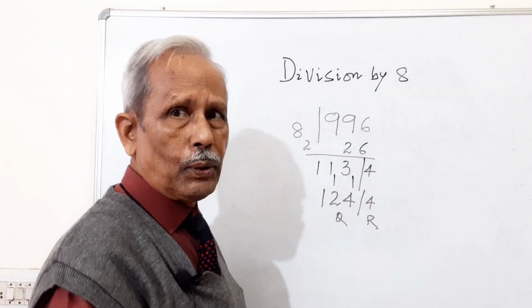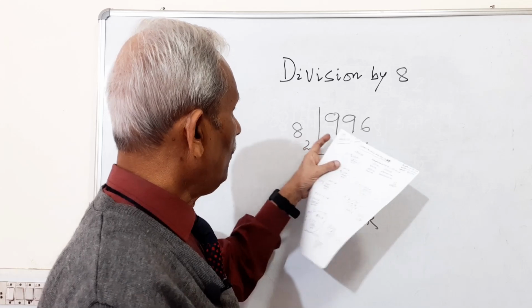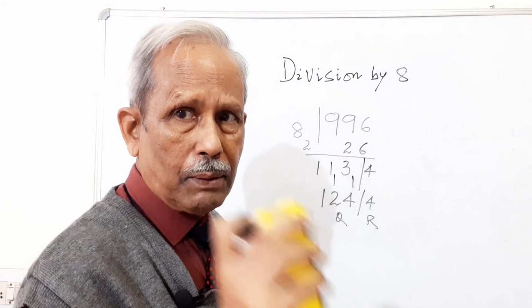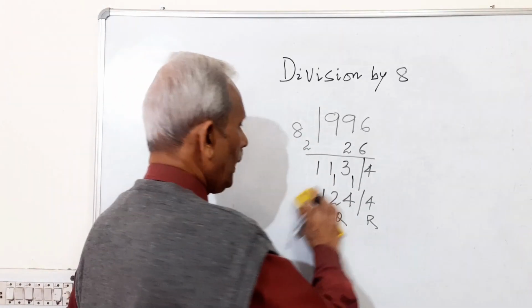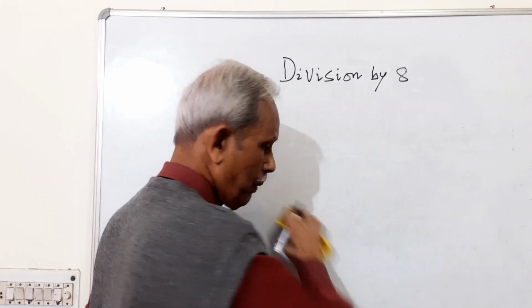I hope you have understood it. This is a special example where the very first digit is divisible by 8. Well, let us see the next problem.